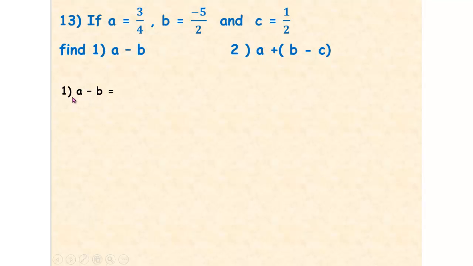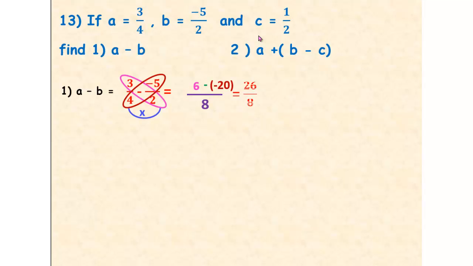A minus B. He told me that A is equal to 3 over 4 and B is equals to negative 5 over 2. So 3 over 4 minus negative 5 over 2. By doing cross multiplication here, I will have my denominator as 8. Also, you can change it by multiplying both the numerator and the denominator by 2. And 2 times 3 is 6. The operation will remain as it is. 4 times negative 5 is negative 20. My answer is 26 over 8. But remember, 26 over 8 is not in the simplest form.